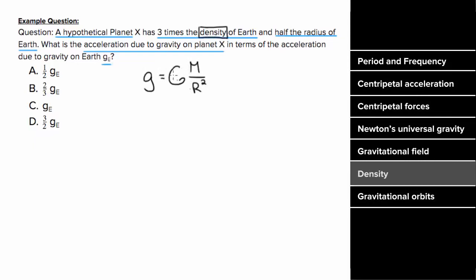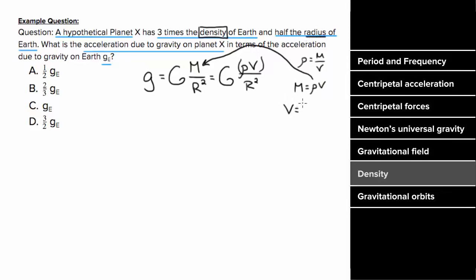So we want to rewrite this formula in terms of density, which we can do by rewriting the m as rho times v, since density is mass per volume, and mass is density times volume. But we don't know the volume of this planet, we just know the radius. So we need to rewrite volume in terms of radius, which we can do since planets are spherical, and the volume of a sphere is 4/3 pi r cubed.